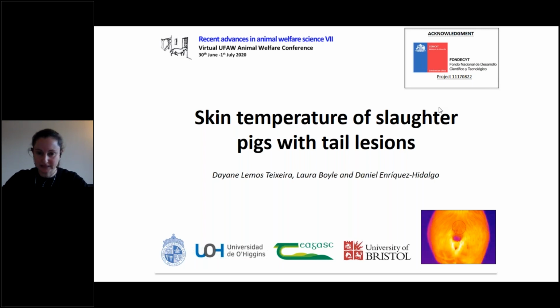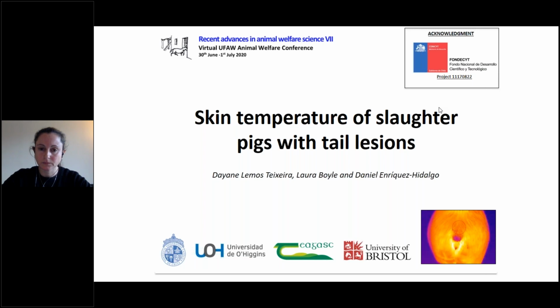Another question was, were these pigs tail docked to begin with? And if so, how short? Say again, sorry? The question is, were these pigs tail docked in the first place? And if so, how short? The pictures that I included in the tail lesion score slides are our own pictures. So maybe between 5 and 10 centimeters.